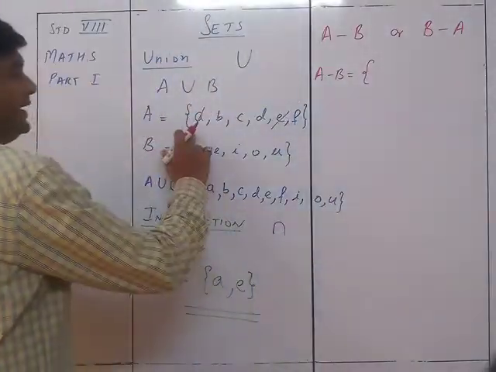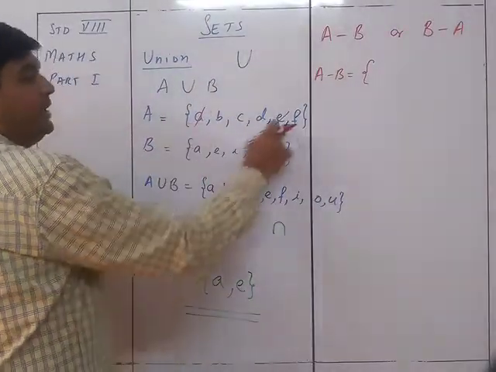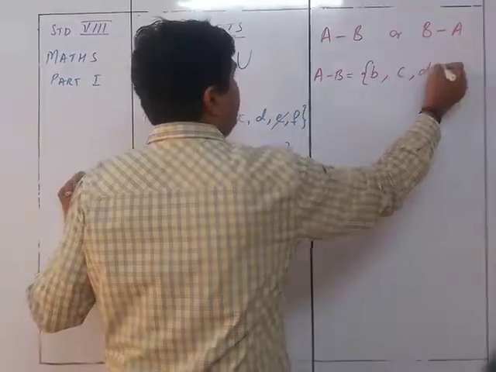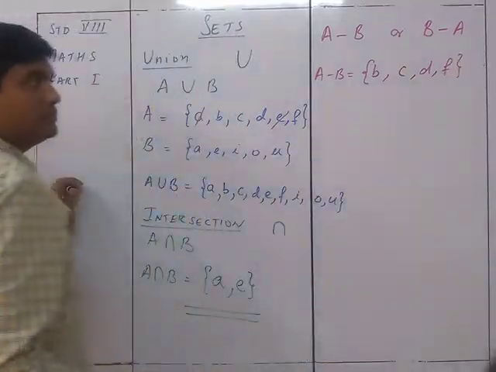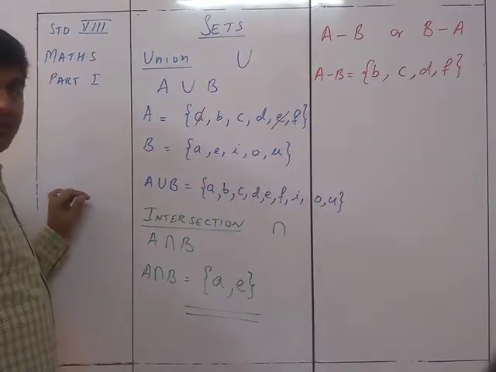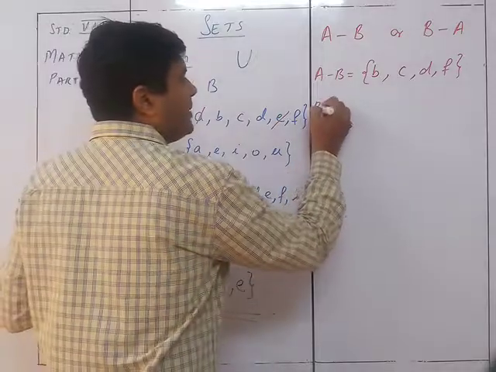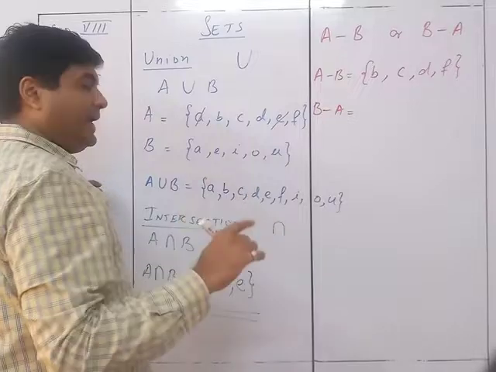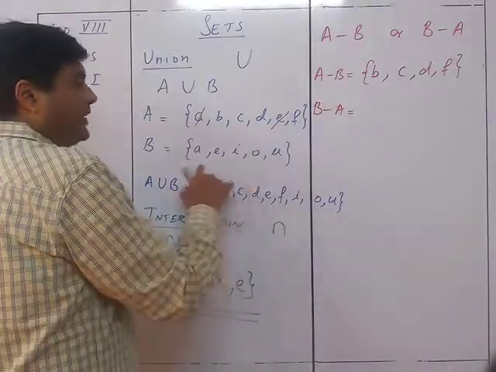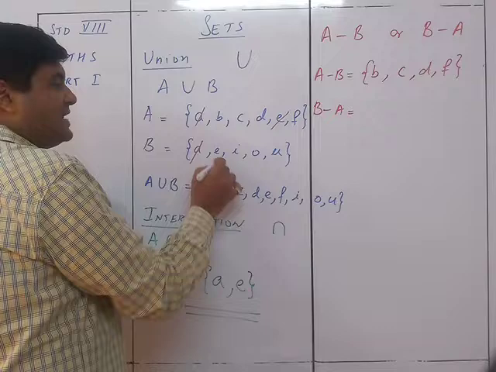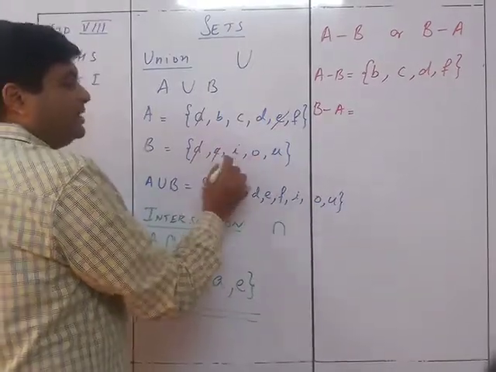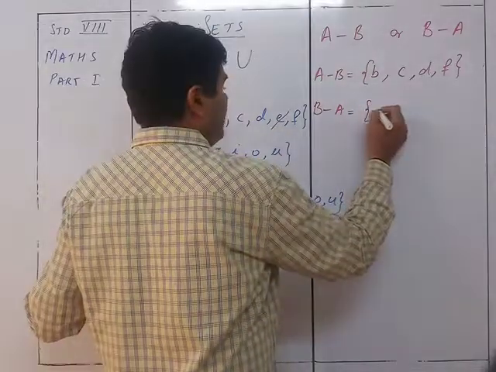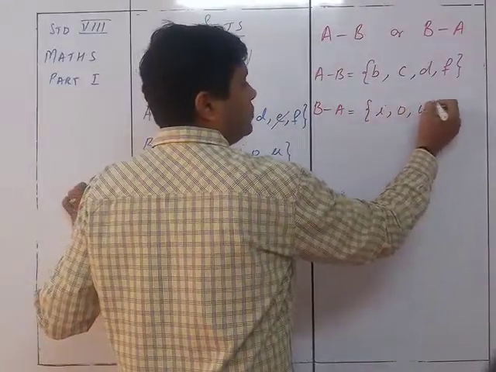So we can see that A, B, C, D, say A was present in B, E was present in B. That's why the answer is only B, C, D, F. Got it? That is A minus B. So similarly, what will be B minus A? All the values of B which are not in A. So you can see of the values of B over here, what are there in A? This is there in A, so it gets cancelled. E is there in A, so that gets cancelled. Whatever is remaining is the answer for B minus A. Hence, B minus A will be IOU.